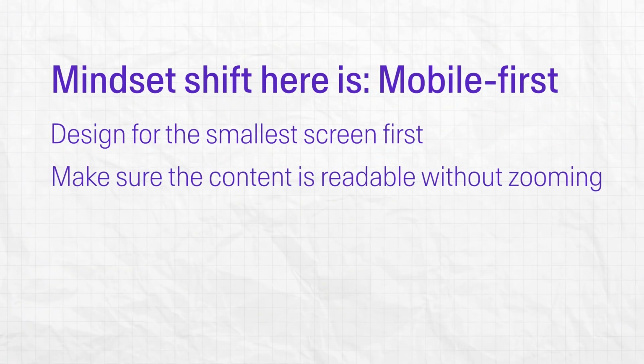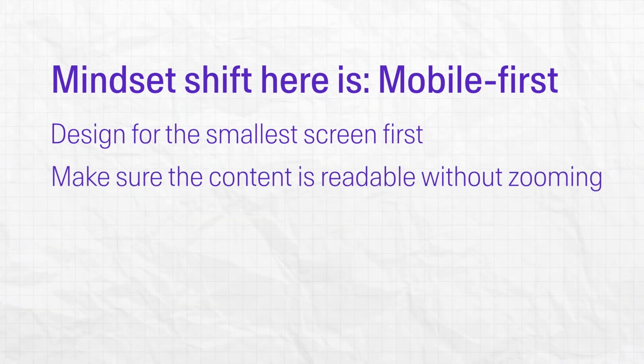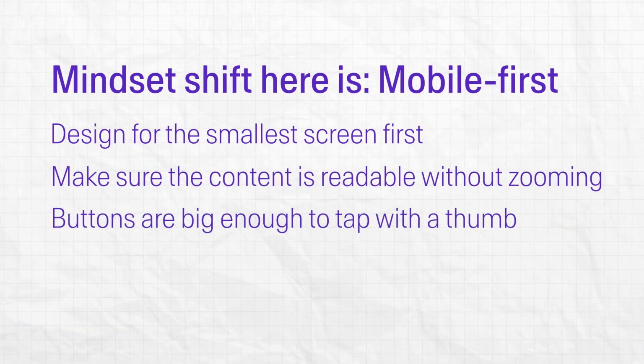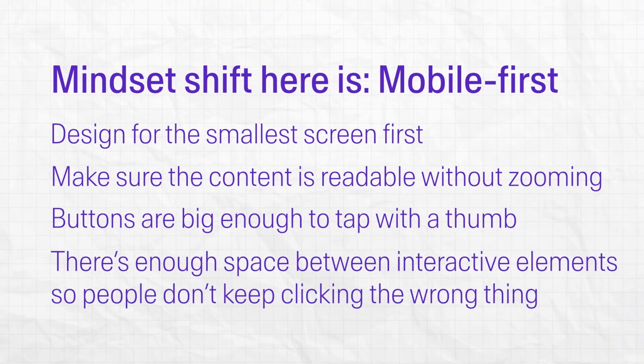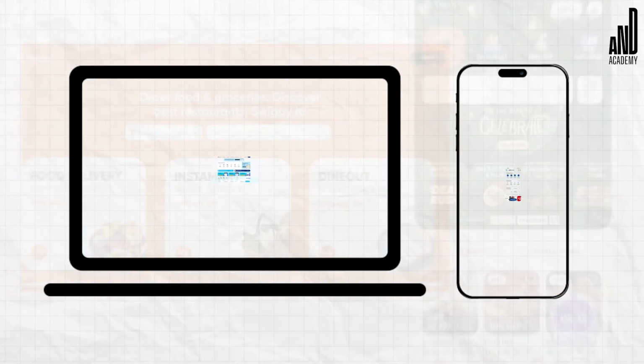Make sure the content is readable without zooming. Buttons are big enough to tap with the thumb. And there's enough space between interactive elements so people don't keep clicking the wrong thing. Then scale that experience up for larger screens. If it works beautifully for mobile, it usually works even better for desktop.